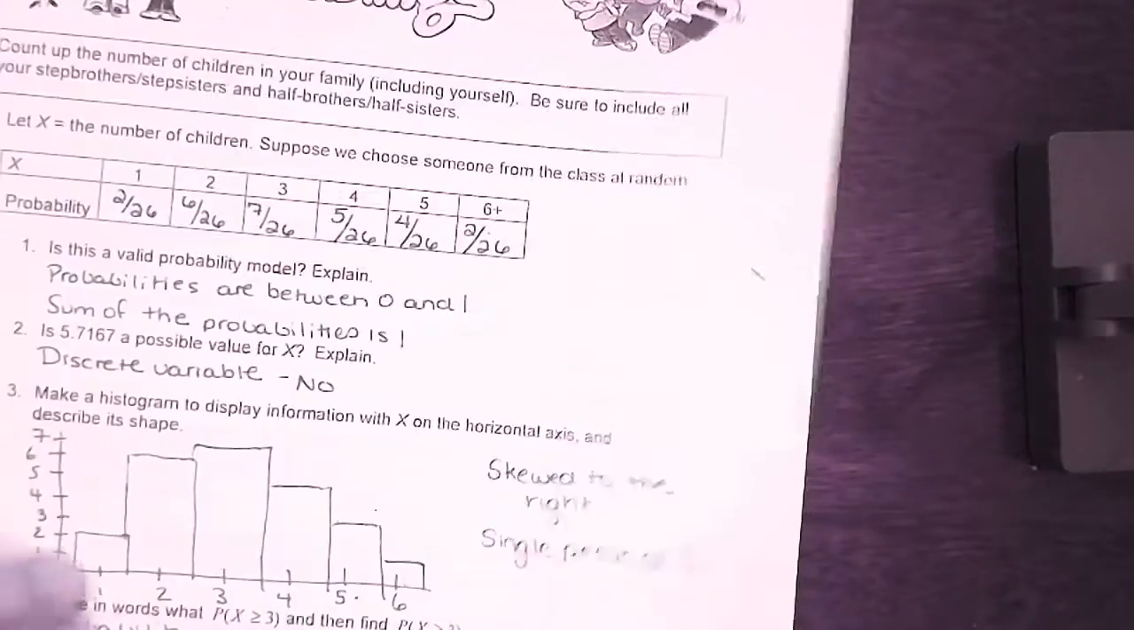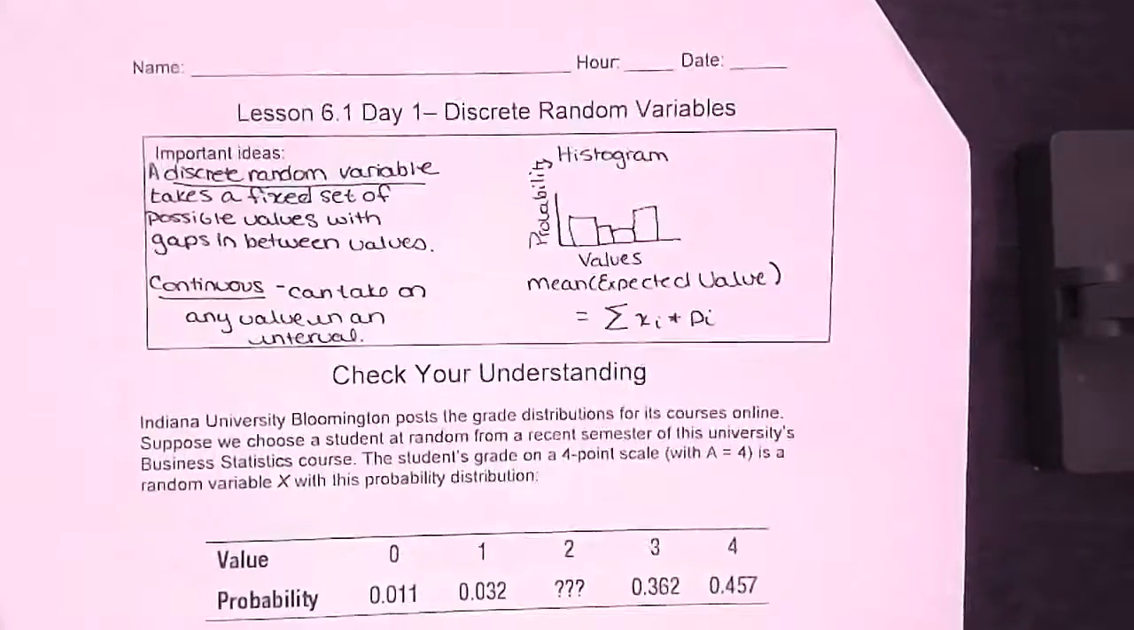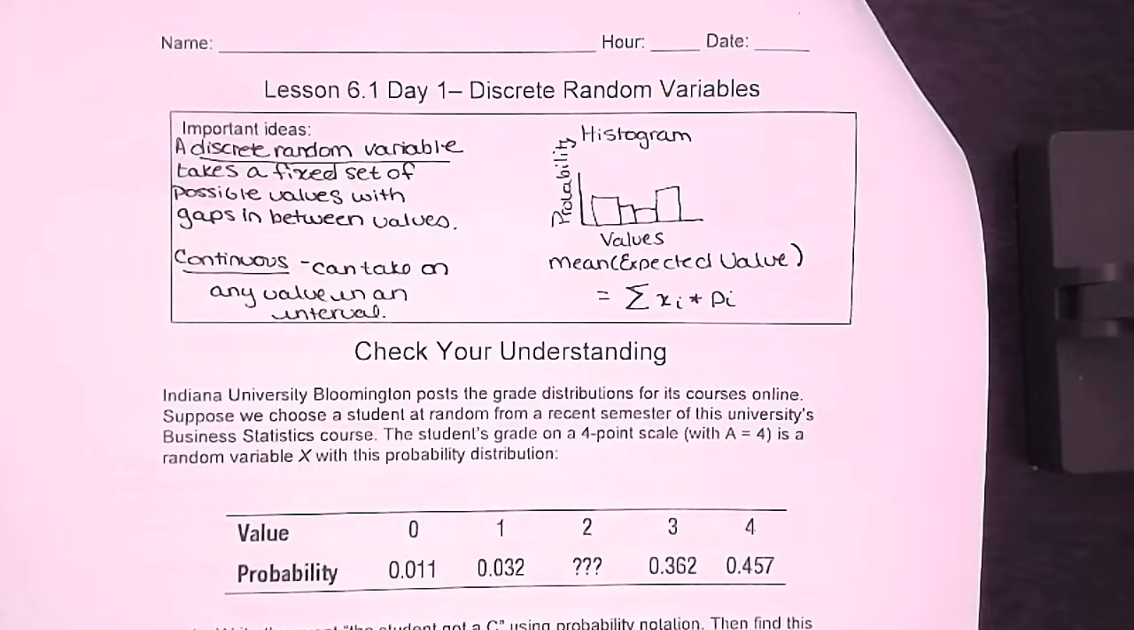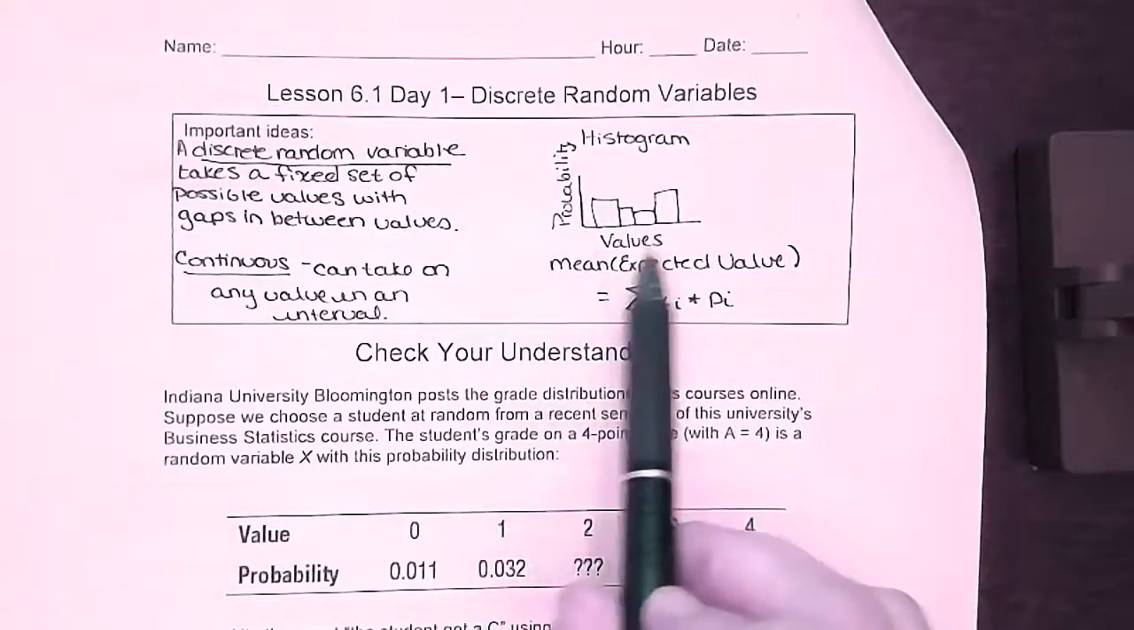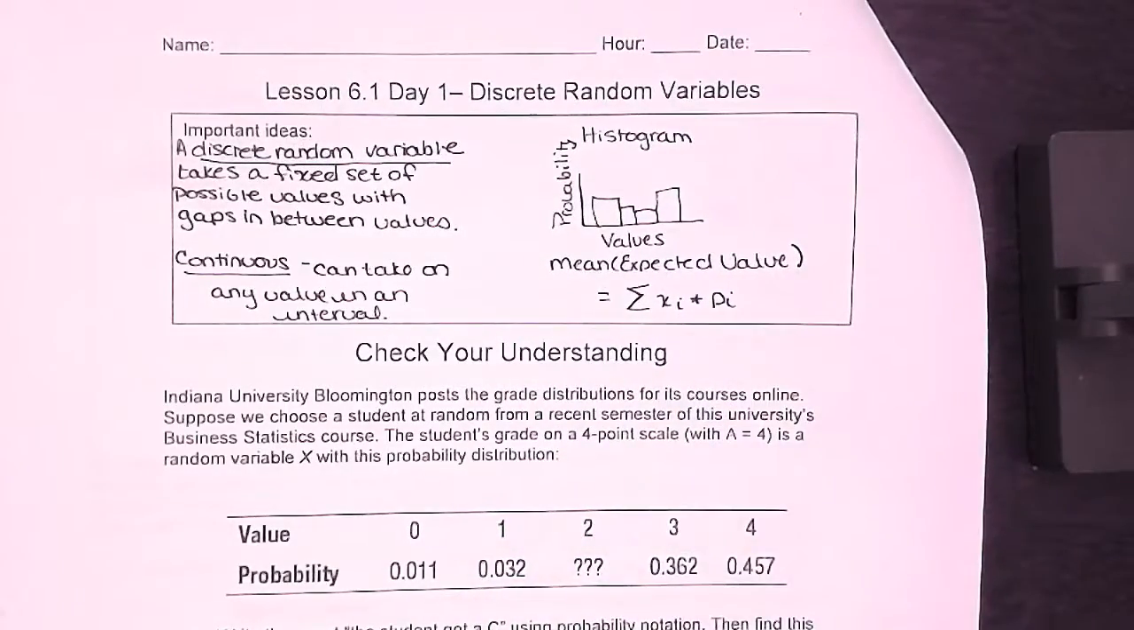So let's go to the next page. I want to at least work on 6.1, and then we'll go to 6.2 if I have time to do another video. Okay? So here are the basic notes from this section. A discrete random variable takes a fixed set of possible values with gaps in between. Continuous, it can take any value within that variable. And then you have your histogram, which is the probability, and it's really the frequency and the values, and here's your mean expected value. Okay, so let's do an example that relates to this.